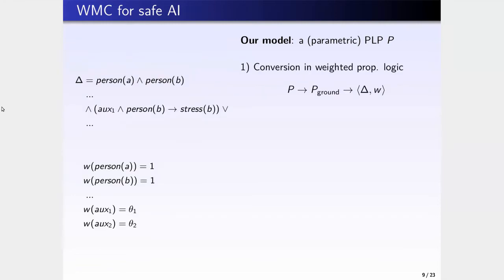Well, first we need to ground this program. For those of you that are not familiar with the term, grounding means basically substituting every variable in our relation with an entity, let's say, and then we turn the program into a purely propositional program, and then we turn it into a logical formula plus some weights, as we have seen previously.